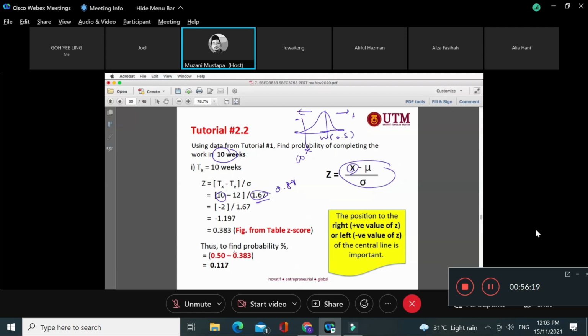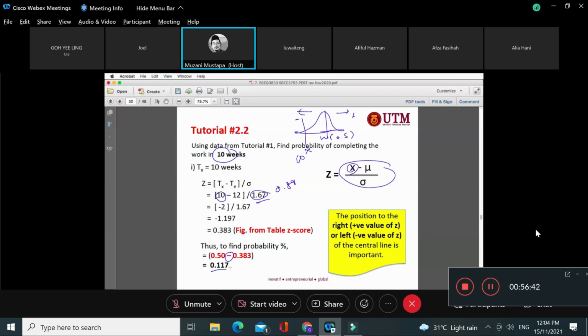But in the Z score table, because this is the left side, we use subtract. It means the right side is positive value of z, and the left is negative value of z from the central line. Okay, so this is important. So for 10 weeks, how do we calculate this one?